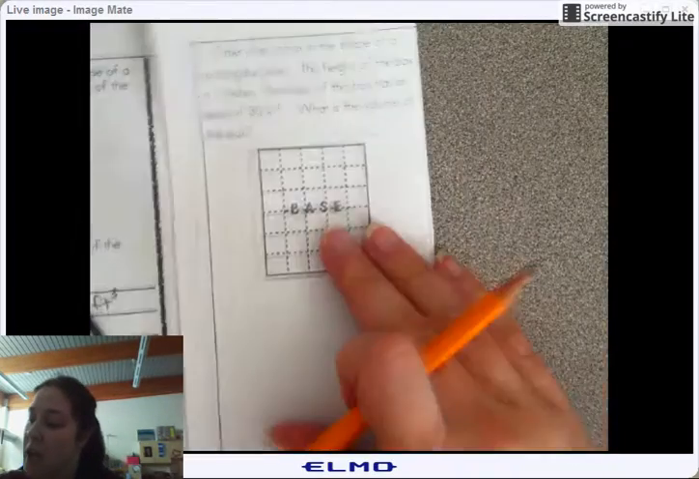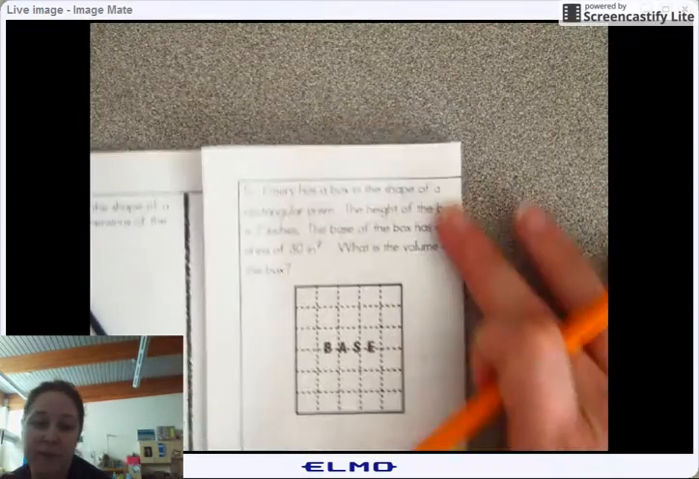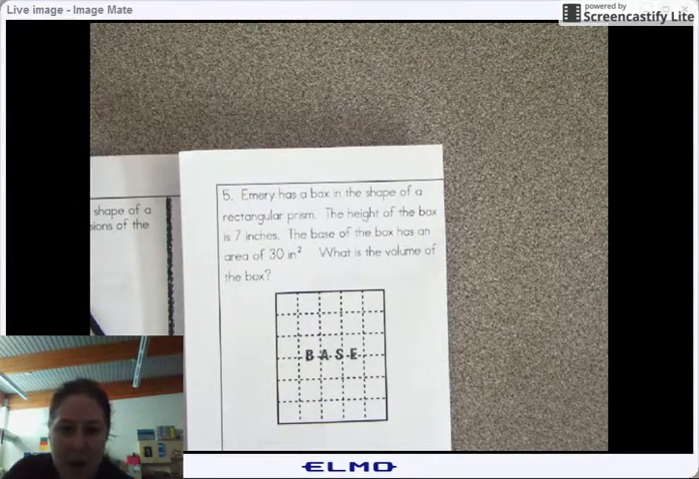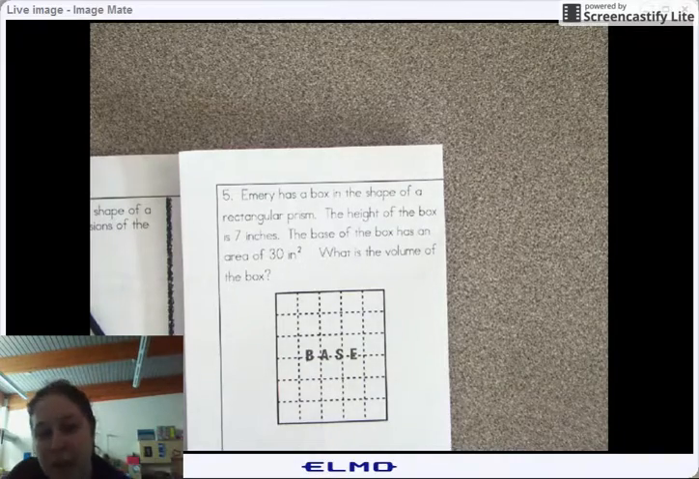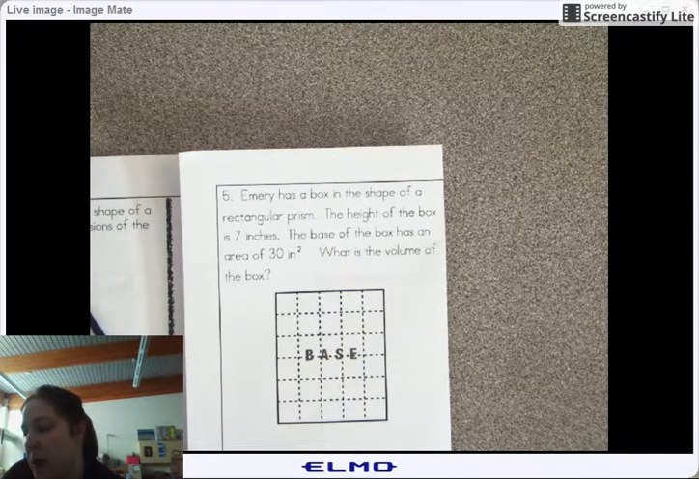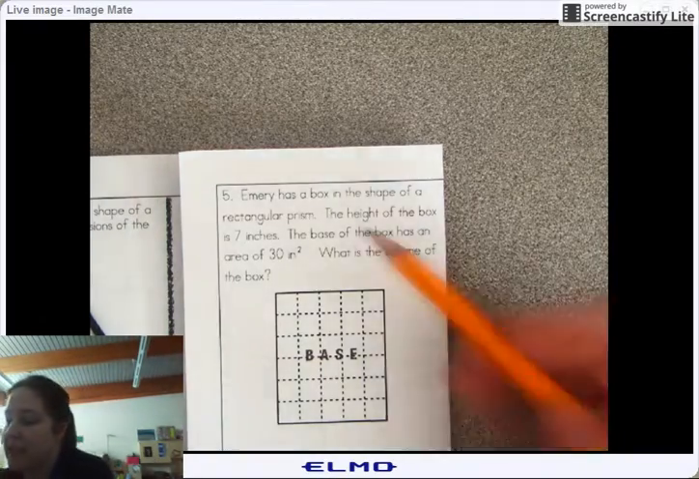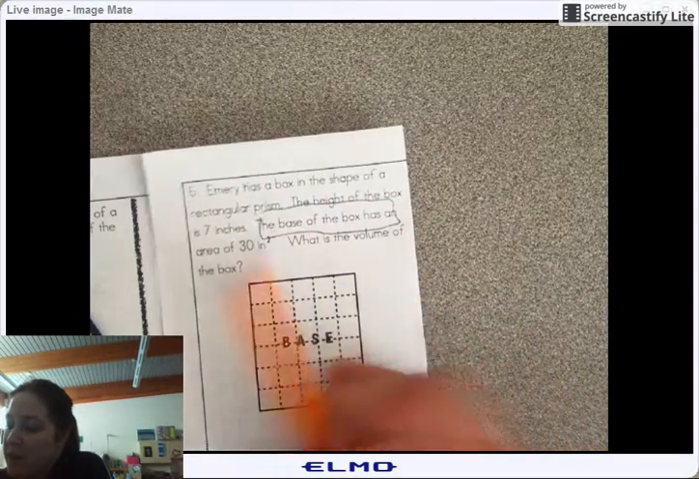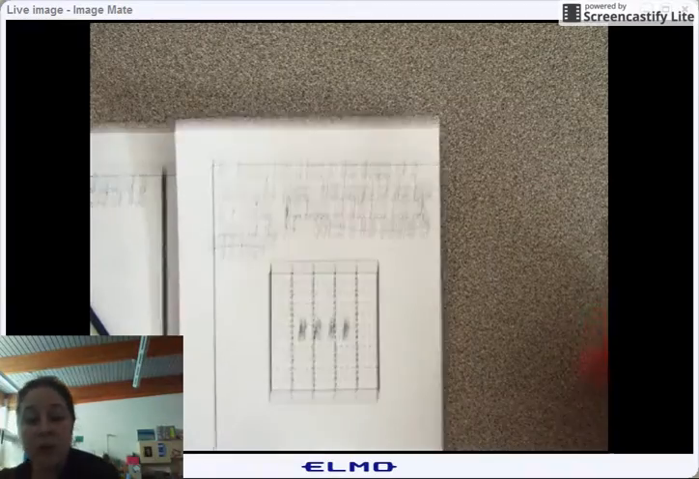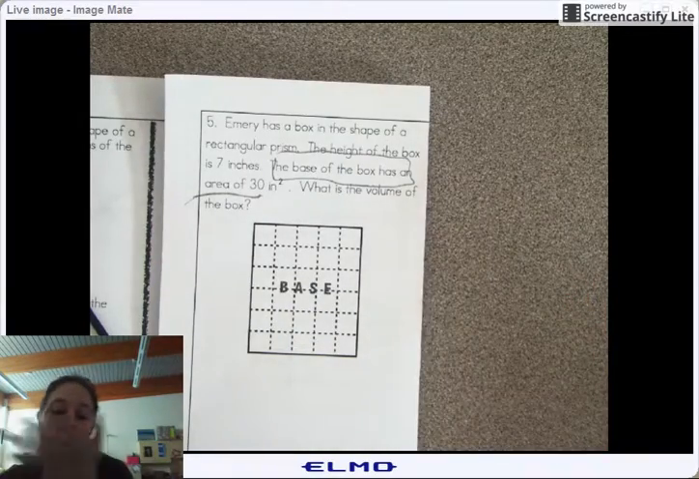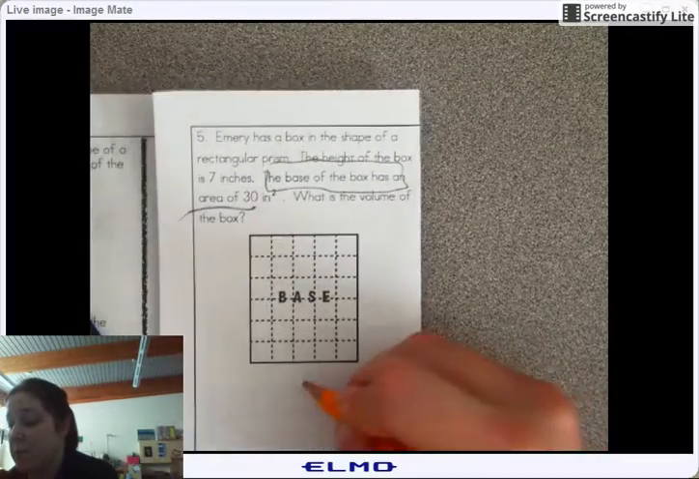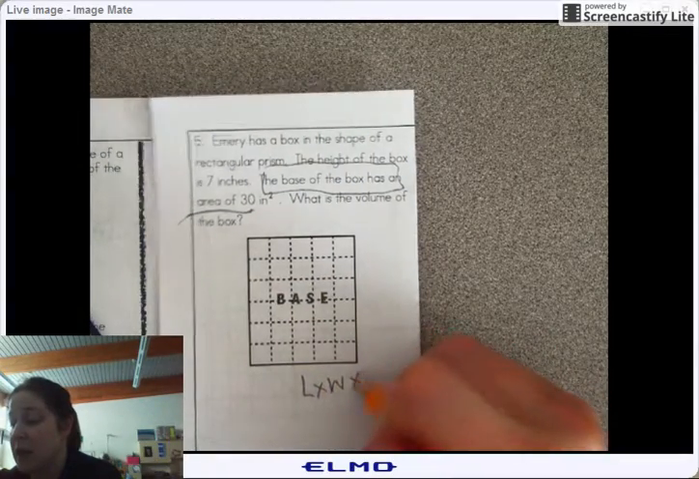Okay. Question number 5. Emery has a box of the shape of a rectangular prism. The height of the box is 7 inches. The base of the box has an area of 30. What is the volume of the box? The big key thing here is the base of the box has an area of 30. Well, you're going to say, Miss Hine, length times width times height is my problem. Length times width times height.